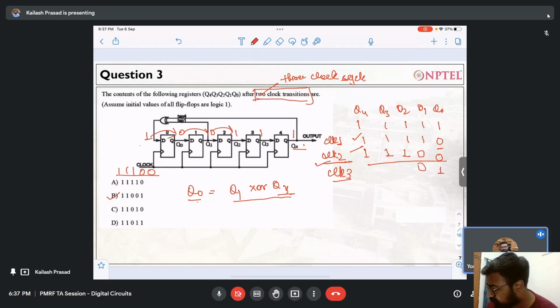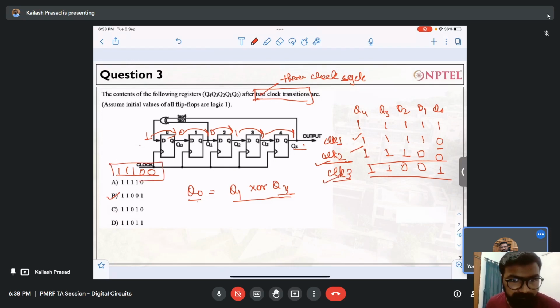This 0 will go to here, it will be 0, right? This 1 will come over here, it will be 1, and this one will come over here, it will be 1, right? So the answer will be 11001. That's how it is. Okay. So after the third clock, in the third clock cycle, the answer will remain 1. If it had been asked for 2 clock cycles, the answer will be 11100.